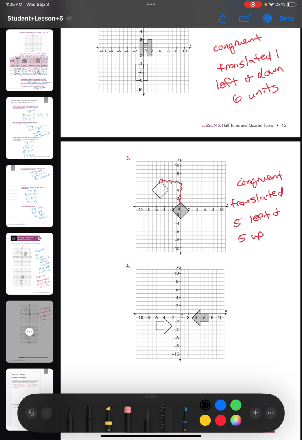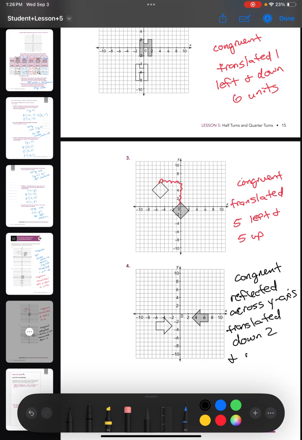And then the fourth one, again, they are congruent. This one's a little trickier. It is reflected. You can see the flipped image, say across the y-axis. And translated down 2 units, down 2, and right 1.